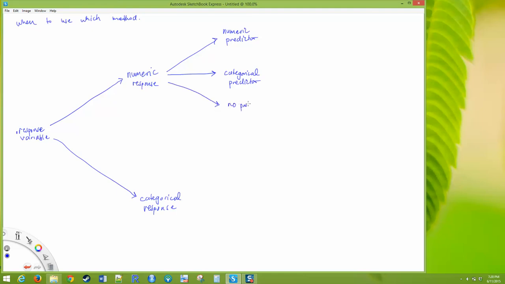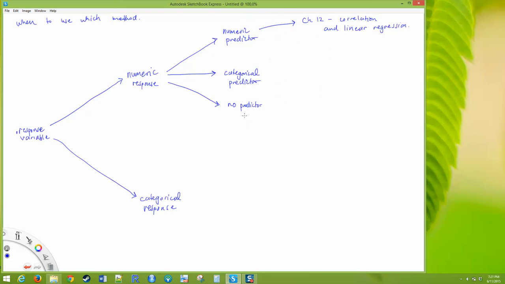Or no predictor. So if you have a numeric response and a numeric predictor, then that means you are going to do correlation. Okay? So this is chapter 12, correlation and linear regression. So if you have two numeric variables and you're exploring, is there a relationship between the two numeric variables? That's going to be correlation and linear regression.